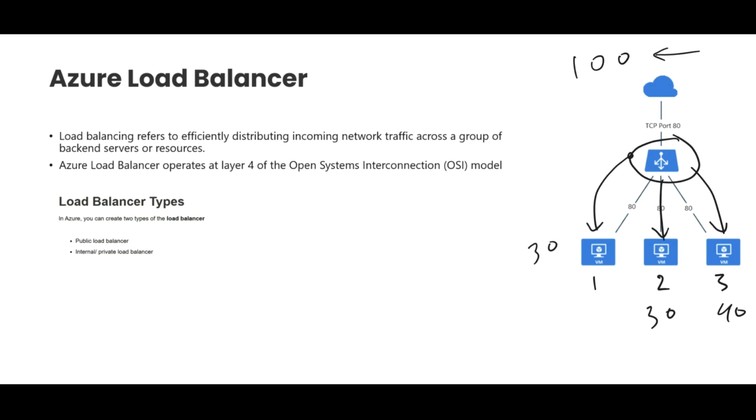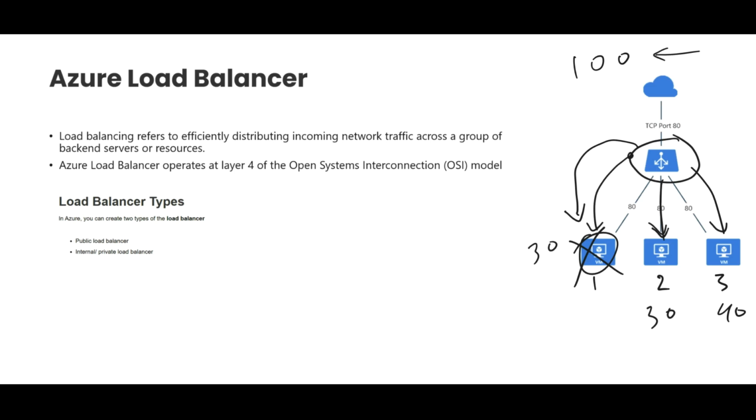And it will also check the health probe. If there is any issue on the backend, it will mark that server as unhealthy and will not forward any traffic to it. Instead, it will forward the traffic to the other available, healthy servers. This is how it makes your application highly available.